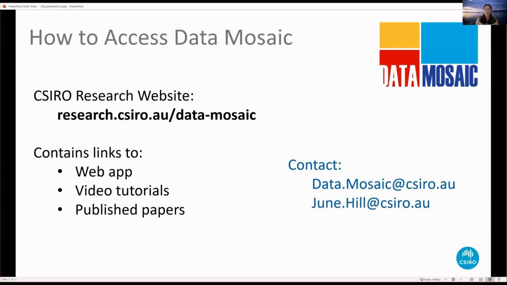If you want to access it, just go to our research website, and the address is up there. If you forget the address, just Google research CSIRO Data Mosaic, and it should bring you to the right link. There's all sorts of information in there. You've got the link to the web app where you just log in, and you can start a new login, or you can use your Google login, or whatever option there is. There are also some video tutorials to get you started. They're on YouTube, but the site provides the links to those. They will walk you through the initial steps to get going. There are 3 there: one on importing your data, one on doing univariate analysis, and one on doing multivariate analysis.